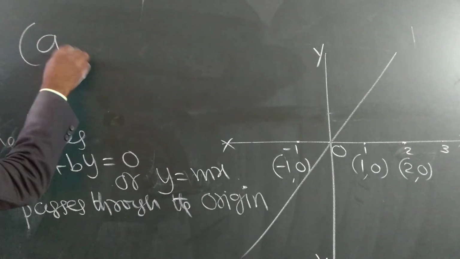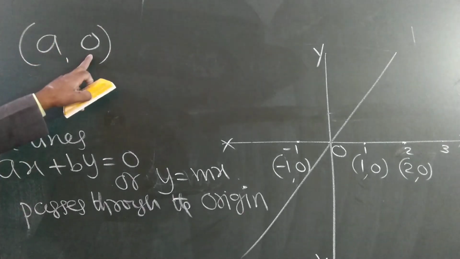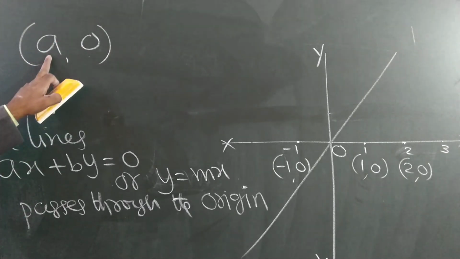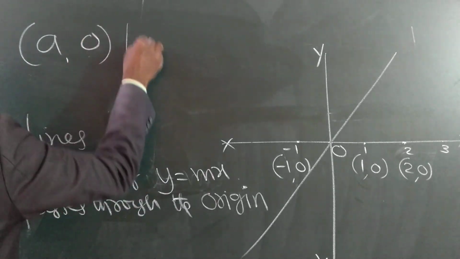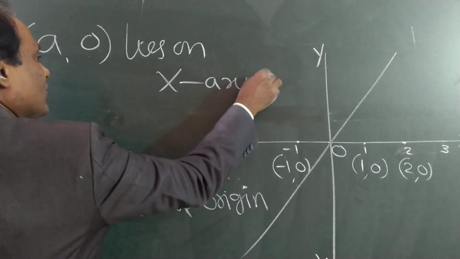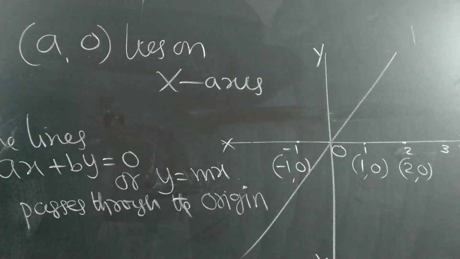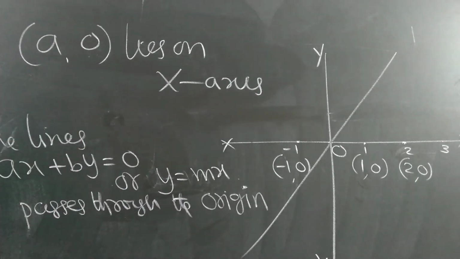Suppose the point a comma 0 is there. Where does it lie? If y is 0, x is a. Y is 0 means it lies on the x-axis. Any point on the x-axis, y will be 0. Suppose a comma 0, where does it lie? On the x-axis. This is also an important bit, write it down. Sixth bit.